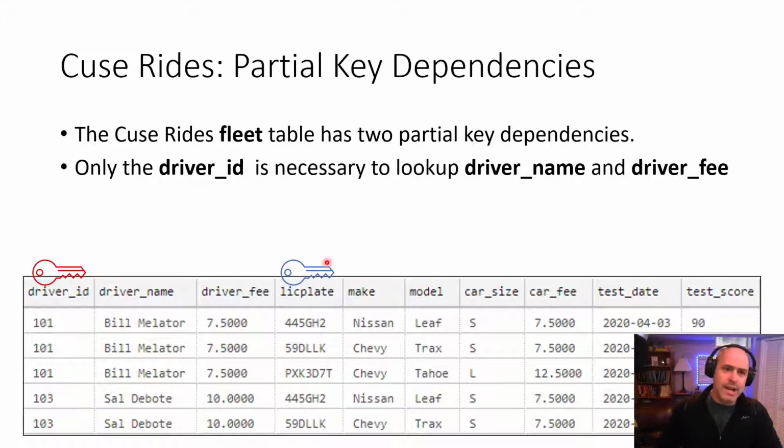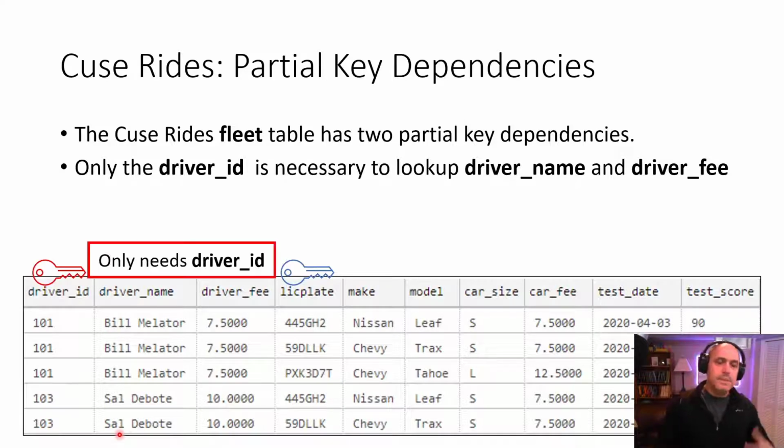See, only the driver ID is necessary to look up a name or fee for that driver. I don't need the license plate to find the driver fee. I can use the driver. 101, it's always $7.50. 103, it's always $10. So these two columns only need driver ID.